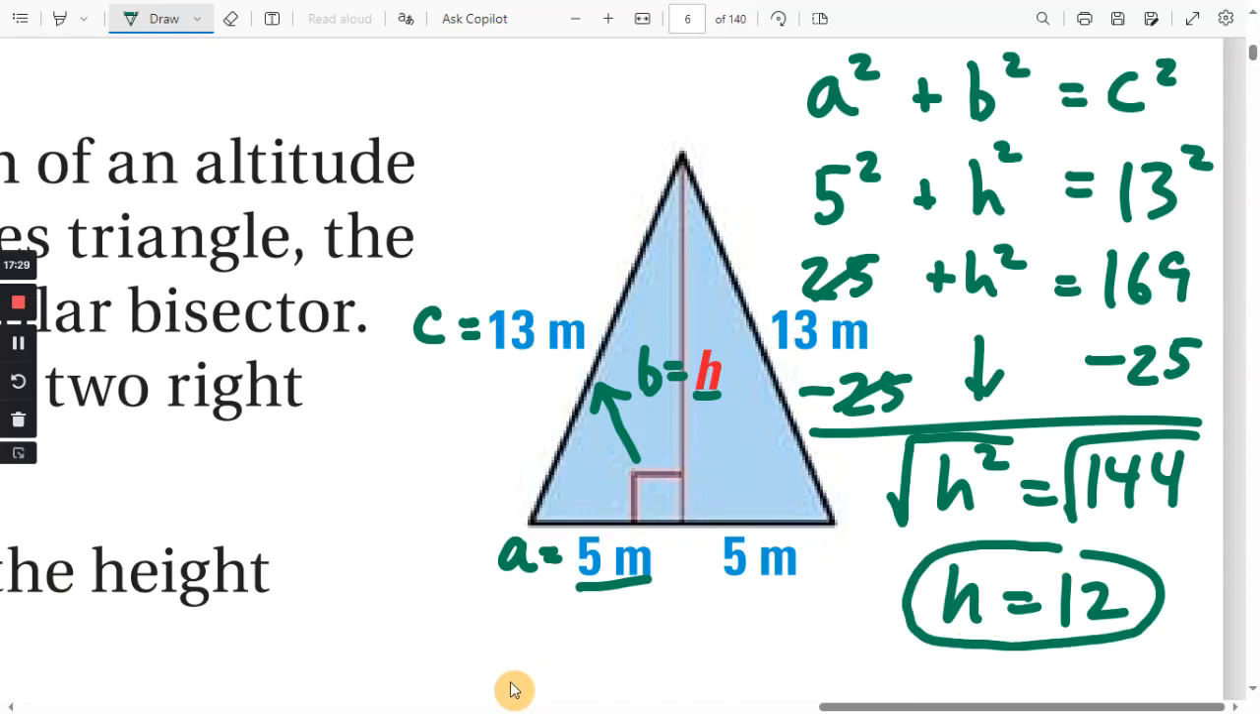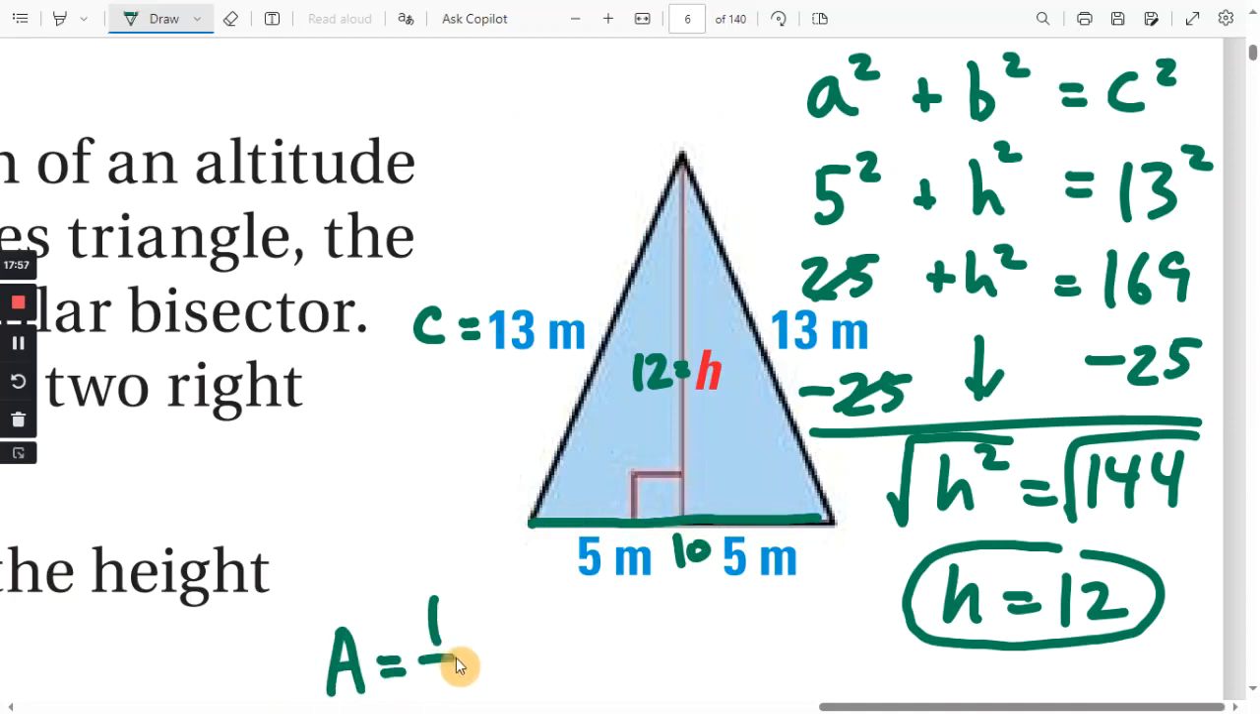Not the final answer. Okay, we need to do the area. That's what they asked us. So let's see. The height is 12, and the base, the height is always perpendicular to the base. The base is this right here, that's 10. Now we're in business.